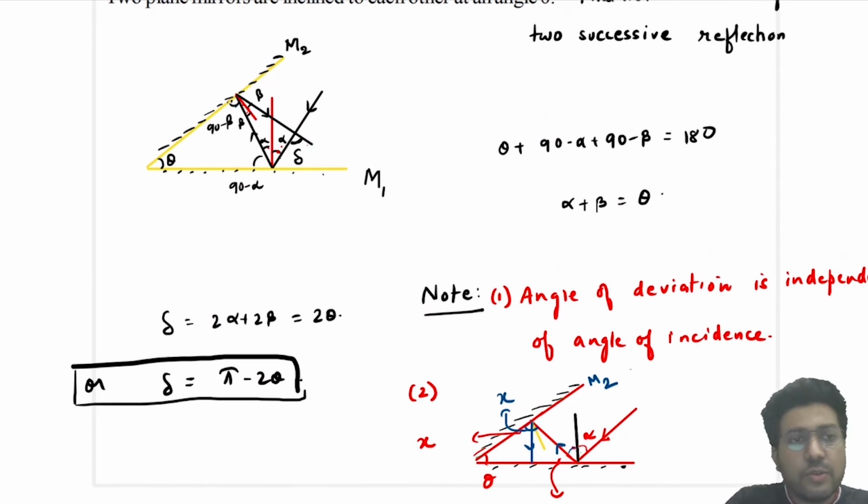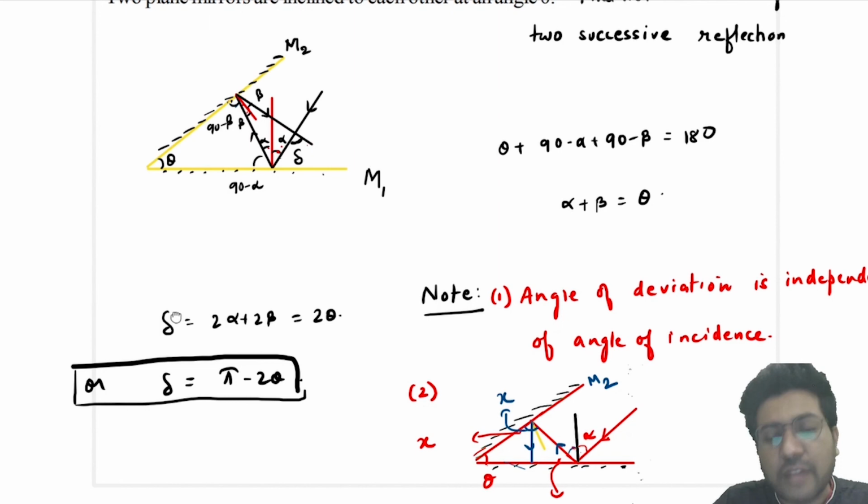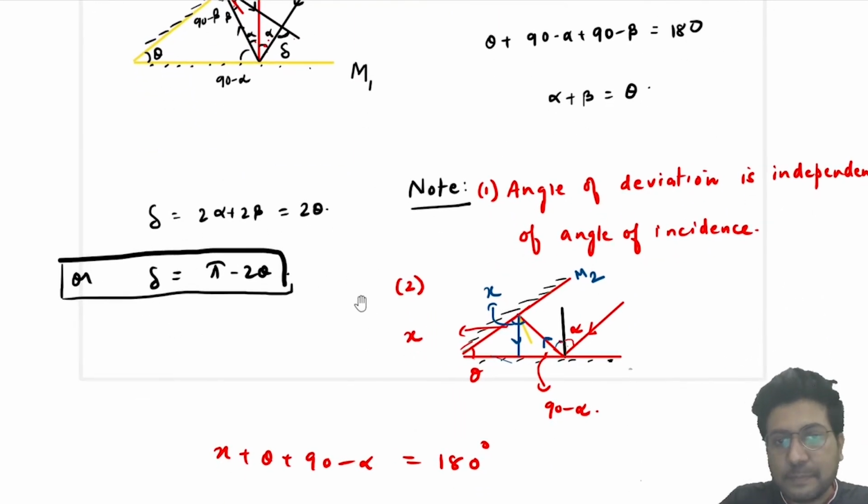So I have told you how the angle of incidence is related to the angle between the two mirrors. If alpha is greater than theta, in that case you have to draw this diagram, and if alpha is less than theta, in that case you have to draw this diagram. Okay, so if you remember this, you will save a lot of time while drawing the ray diagram.